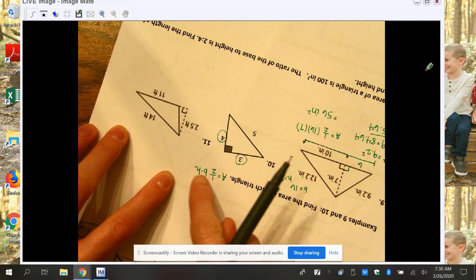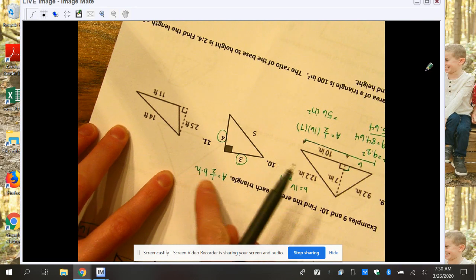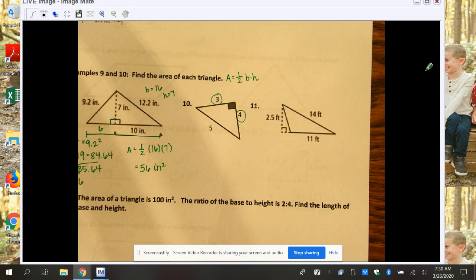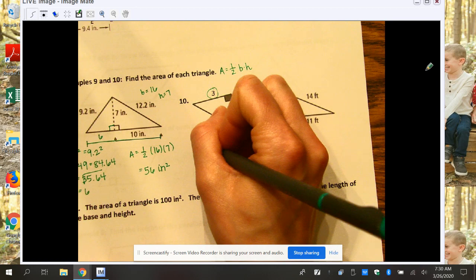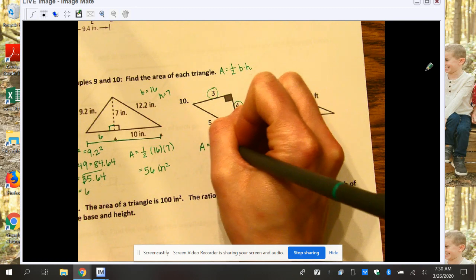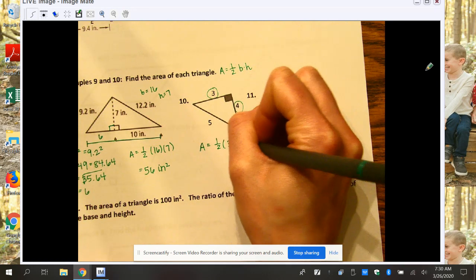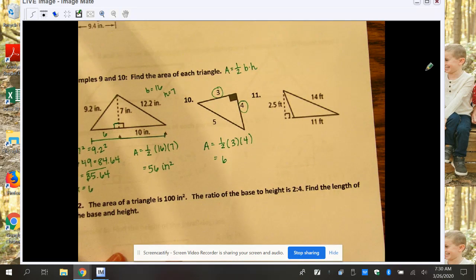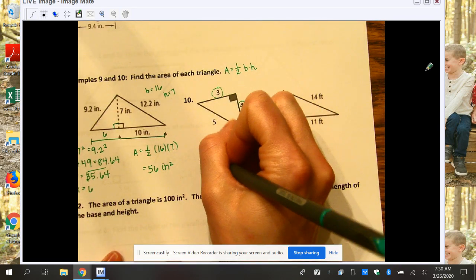And so since you can multiply in any order, it does not matter which one you call the base and which one you call the height, because you're taking half of that product anyway. So this one's going to be a little bit nicer. 1/2 times 3 times 4, half of 12 is going to be 6. So the area of that triangle is 6.